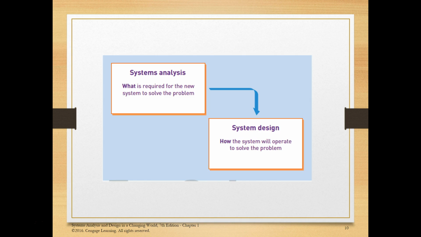So, systems analysis is what is required. Systems design is the how. How do I make that happen? And sometimes we run into issues that there isn't really a technology solution yet, but we know that we can design a model for how that would happen at some point. So let's go back to Tender.